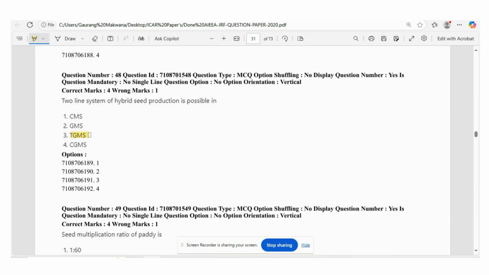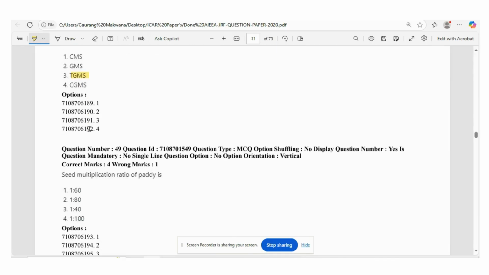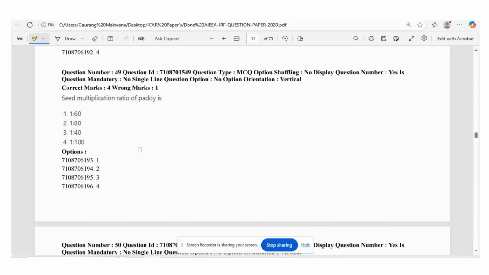Then the seed multiplication ratio of paddy is what? 1:80. That means the number of seeds produced from a single seed. For paddy rice, typically the seed multiplication ratio is 1:80, meaning 1 kg of seed can produce 80 kg of seed under optimal conditions.